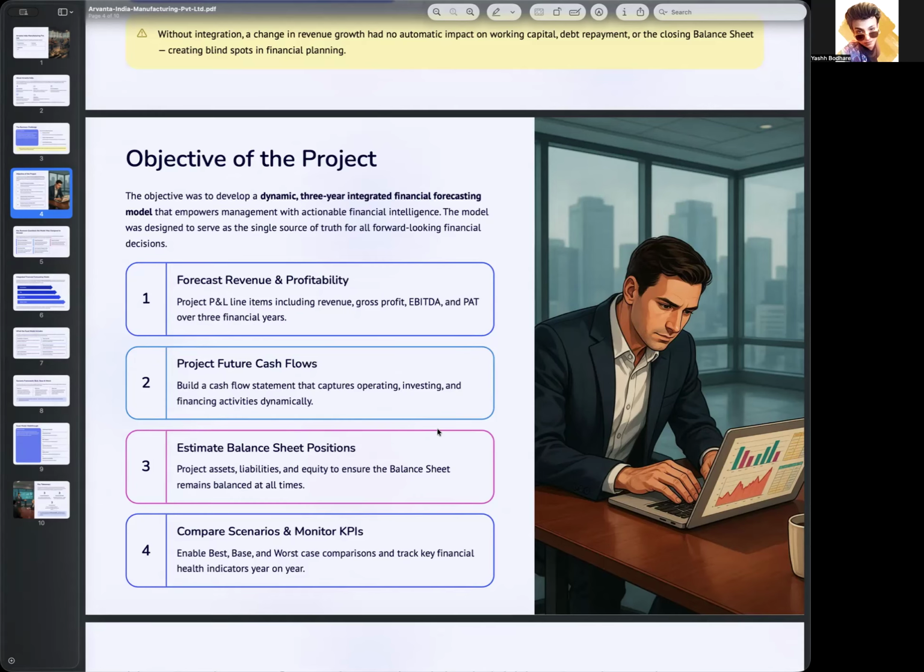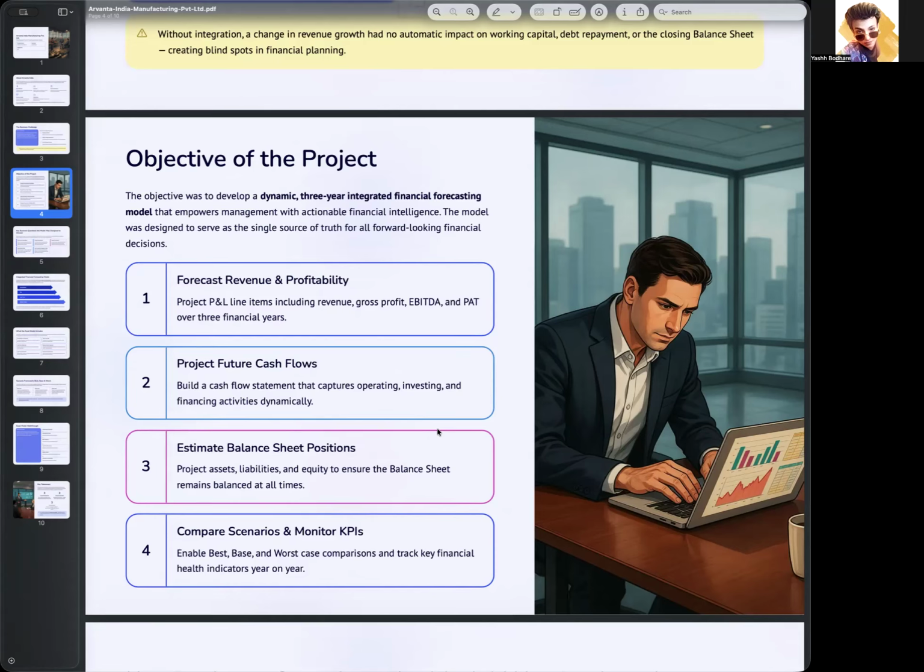The second objective was to project future cash flows. So the model needed to show how much cash the company would generate from operations, how much would be used for capital expenditure, and how much would be affected by financial decisions such as debt repayment and dividends. The third objective was to estimate the future balance sheet position. This meant forecasting assets, liabilities, and equity while ensuring that the accounting equation remained balanced.